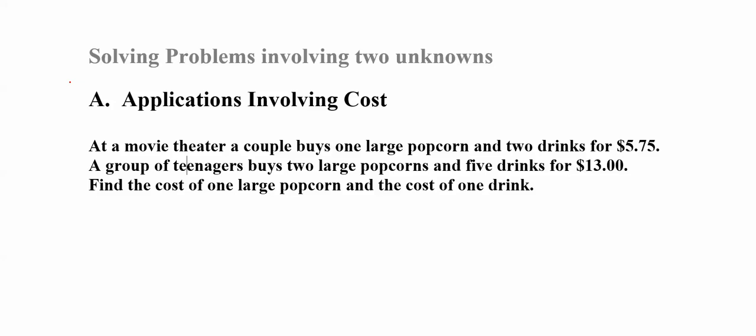So we need to set up a system of equations here. In the last sentence it says find the cost of one large popcorn, so I can let that be X, and the cost of one drink, so I can let that be Y. So X is the cost of a popcorn, Y is the cost of a drink. Now we need to set up two equations. So when you have two variables, you're going to have two equations.